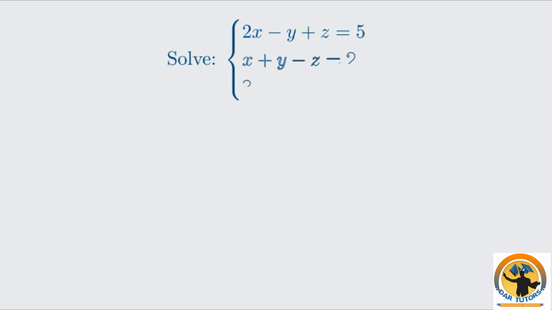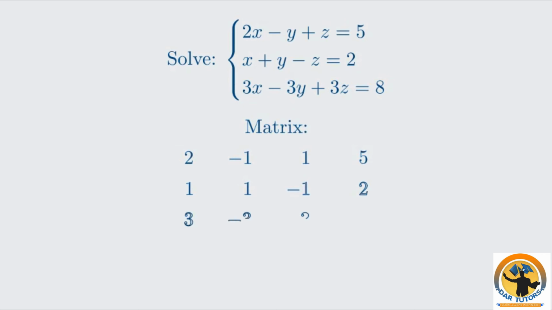This occurs when the equations are not independent. Consider the system 2x minus y plus z equals 5, x plus y minus z equals 2, and 3x minus 3y plus 3z equals 8. The augmented matrix is 2, -1, 1, 5 in the first row, 1, 1, -1, 2 in the second, and 3, -3, 3, 8 in the third.